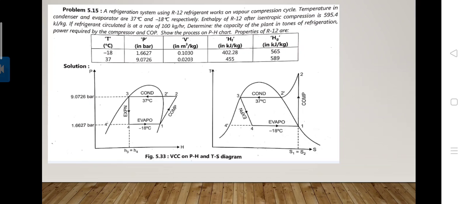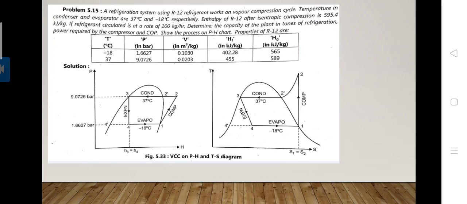The temperature of the condenser is 37 degree centigrade and the temperature in the evaporator is minus 18 degree centigrade, as given. The mass flow rate of refrigerant m is equal to 100 kg per hour. The enthalpy of refrigerant after isentropic compression is H2, and at entry it is H1. So H2 is equal to 595.4 kilojoule per kg. From the properties of refrigerant, we take the enthalpy values at compressor inlet H1 and at condenser exit H3. Again we consider process 3 to 4, that is the throttling process.